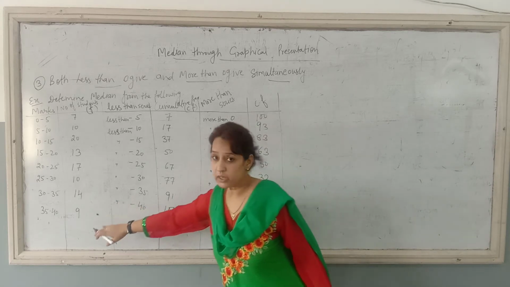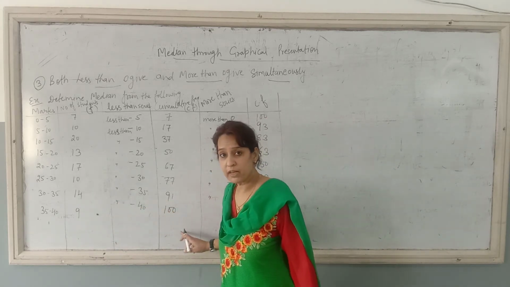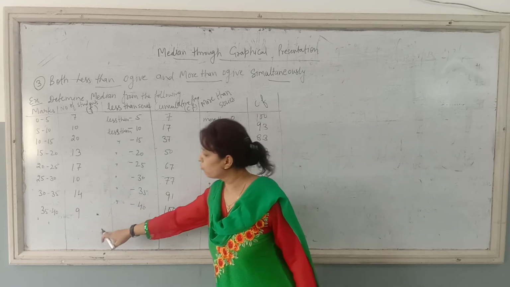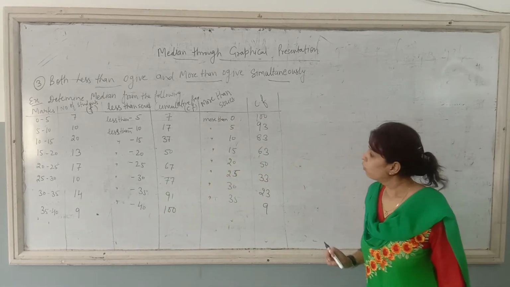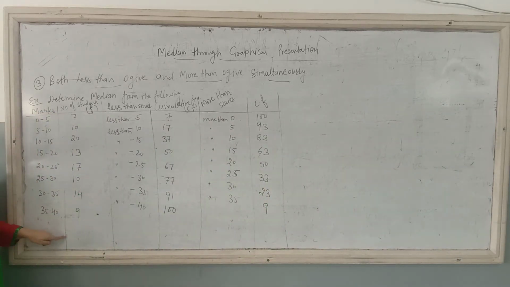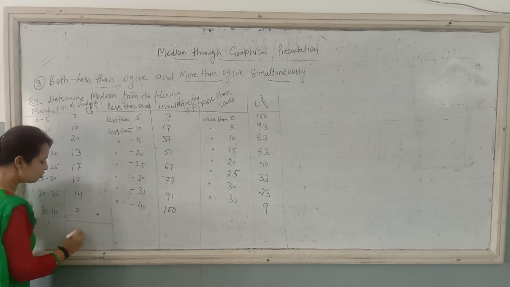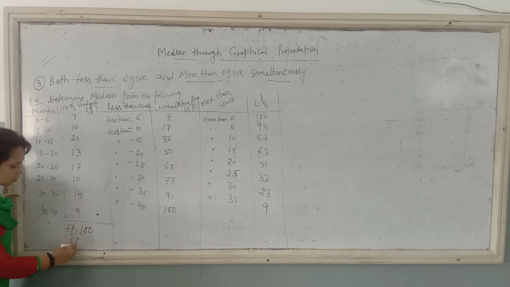We have to convert f into CF. In the less than series there is a different method to calculate CF, and in the more than series that is also different, which I have taught you. Now, what is the next step? You have to add the summation of frequency. How much are you going to get? That is 100, which is known as sigma f equal to 100. Sigma f is also known as n.